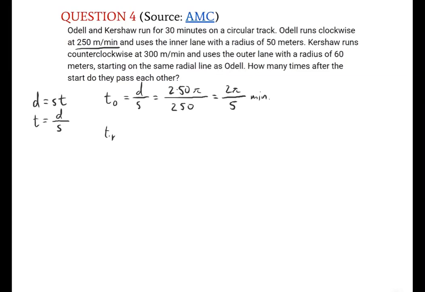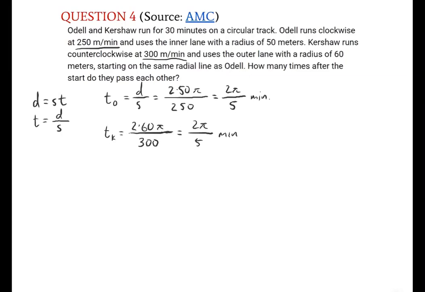For Kershaw, we do the same thing, distance over time, speed. So Kershaw's speed is 300 meters per minute. So we put 300 at the bottom. And then his total distance will be the circumference of his little track, which is just 2 times 60 times pi. Okay, so this also simplifies to 2 pi over 5.